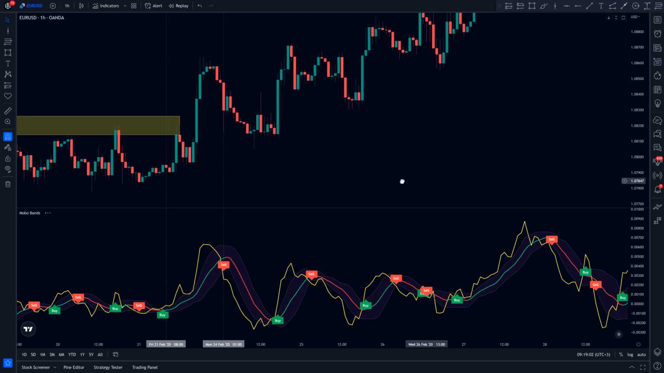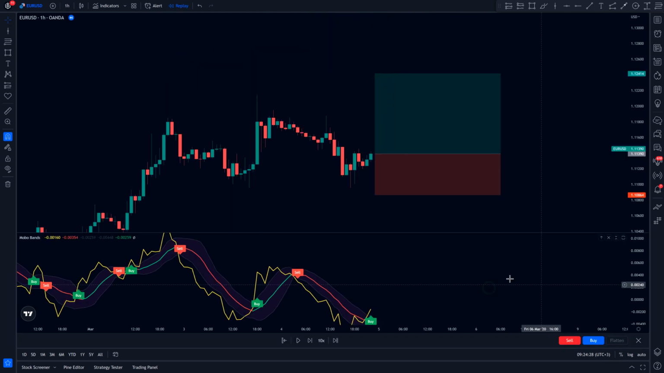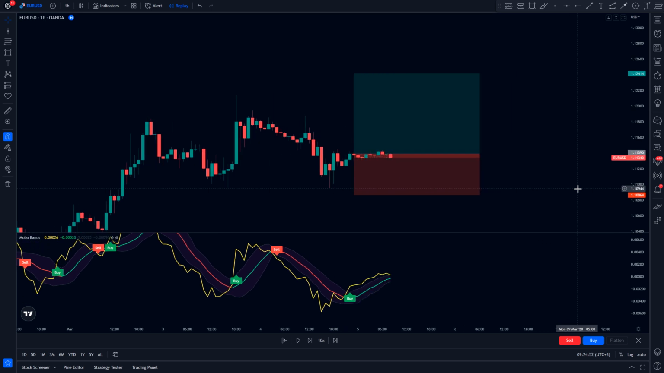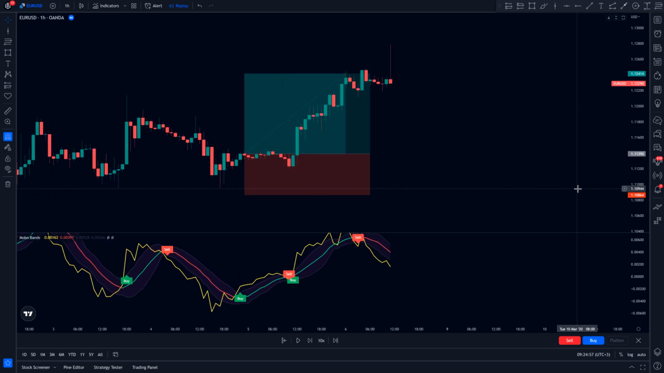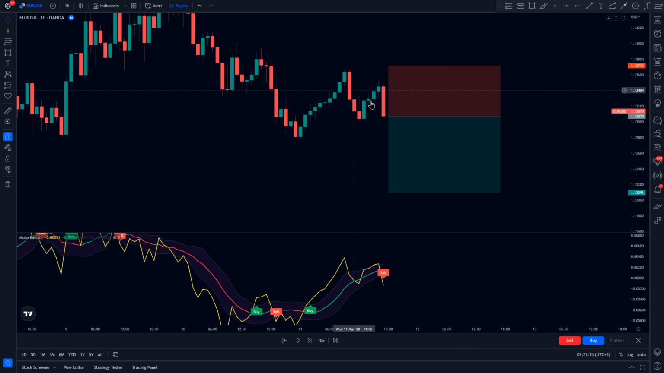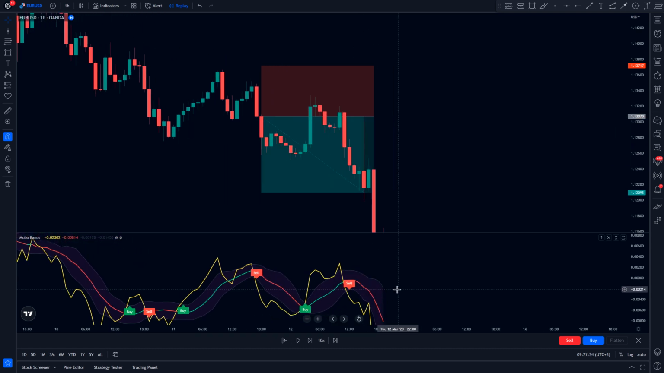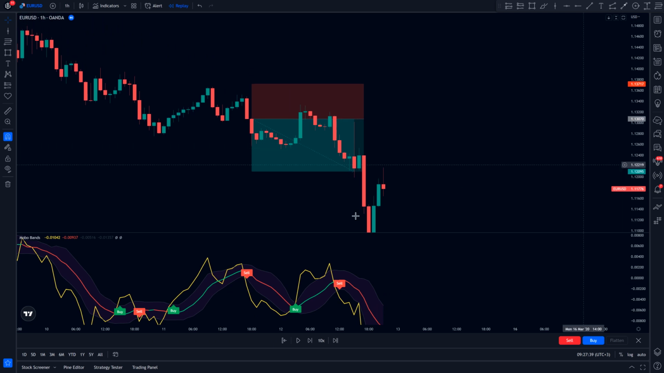Now, how are we going to be using this indicator to trade? Well, when the price has a momentum breakout above the bands, indicated by this yellow line crossing the bands upwards, that is considered a buy signal, indicating that the price may continue to move upwards. Conversely, when there is a momentum breakout below the bands, indicated by this yellow line crossing the bands downwards, that is considered a sell signal, indicating that the price may continue to move downwards.